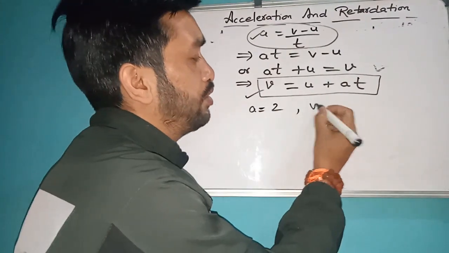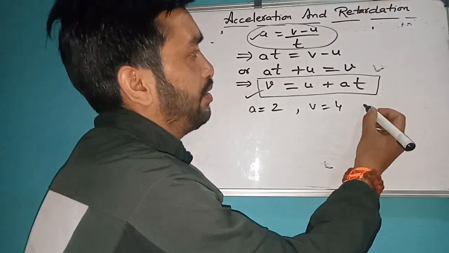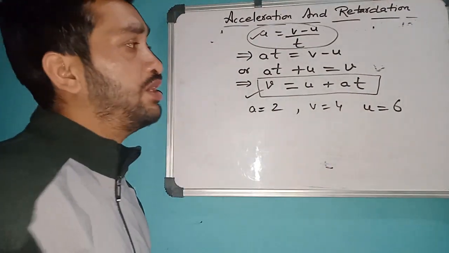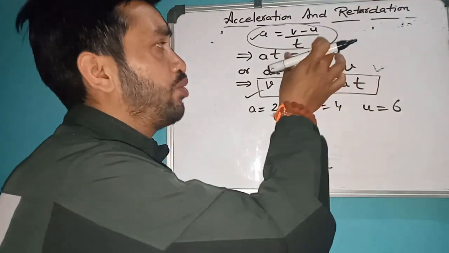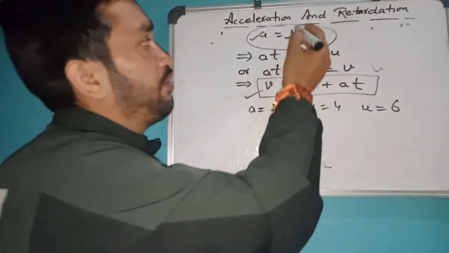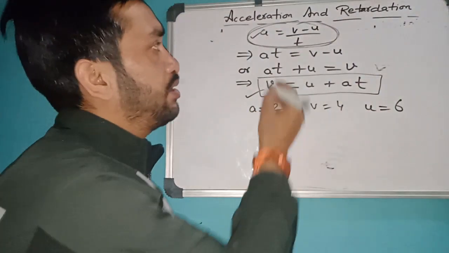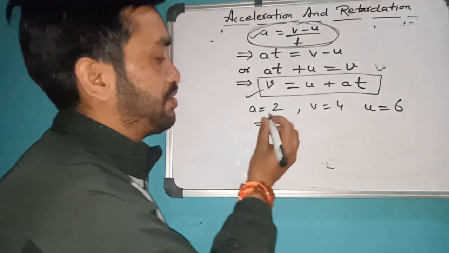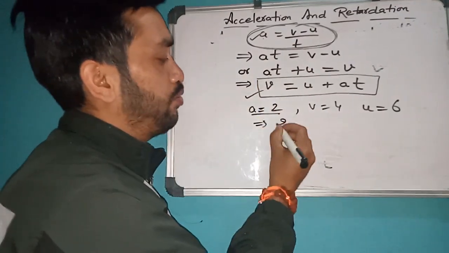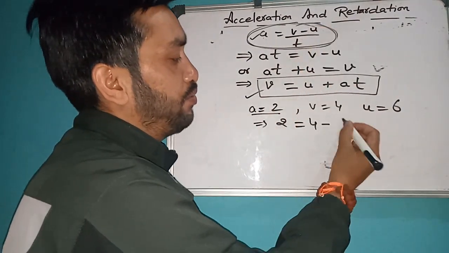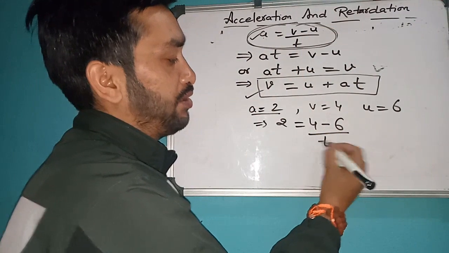Suppose a equals 2, v equals 4, and u equals 6 is given, and they are asking what is the time. So there is no need to go particularly for another equation. If you can remember this equation, you can get the answer from here also. How? See, just place the values. It implies a equals 2, so instead of a write 2, equals v which is 4, so write 4, minus u which is 6, upon t. In this way also you can do it.